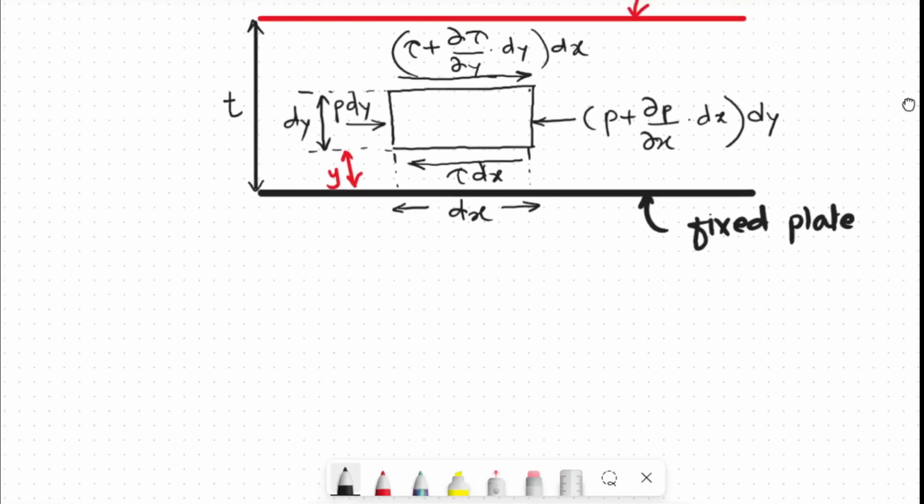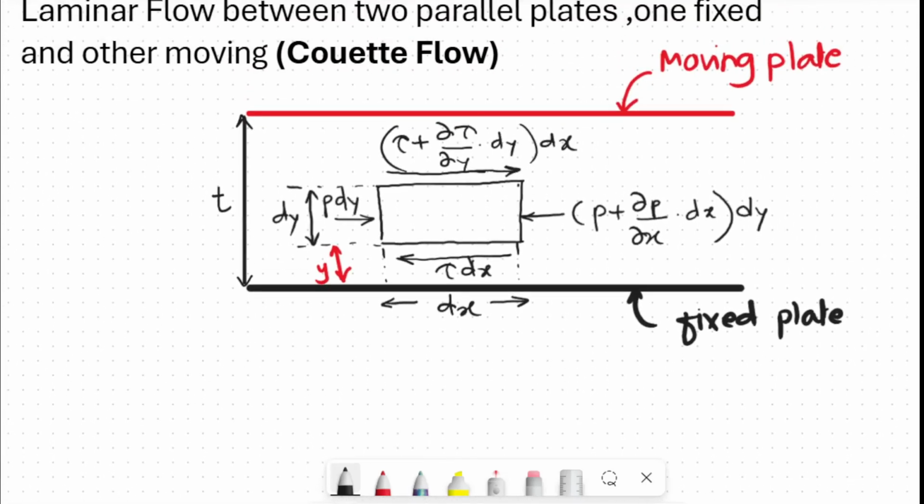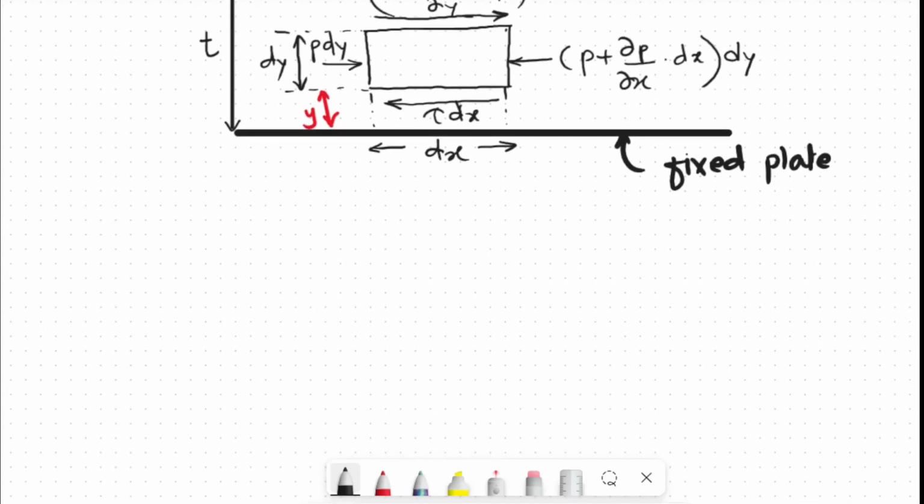So here is the diagram. Now look over here. You can see the black color plate is the fixed plate and the red color plate is the moving plate. The distance between the two plates is small t, and other things are the same. So we will start with the derivation part.